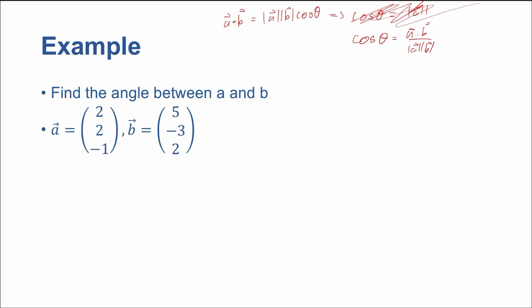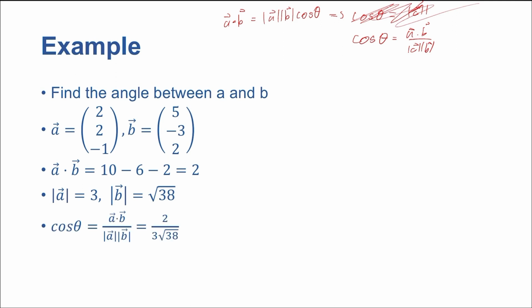Okay, so if I find the angle between a and b such that a is equal to (2, 2, -1) and b is equal to (5, -3, 2), then a dot b is going to be equal to 10 minus 6 minus 2, which is equal to 2. Now I need to find the lengths of all these. I use the Pythagorean theorem. I get the magnitude of a: 4 plus 4 plus 1 is 9, square root is 3. And then for b, 25 plus 9 plus 4 is equal to 38. Take the square root of that, we get root 38.